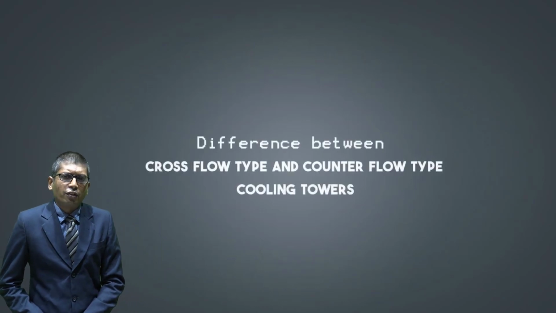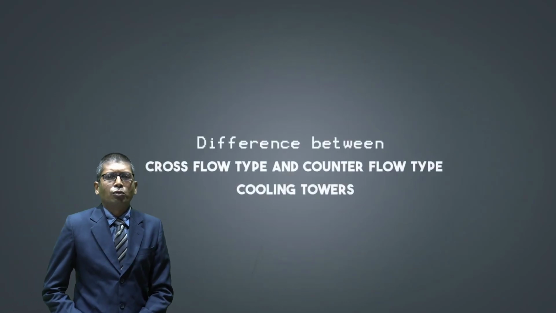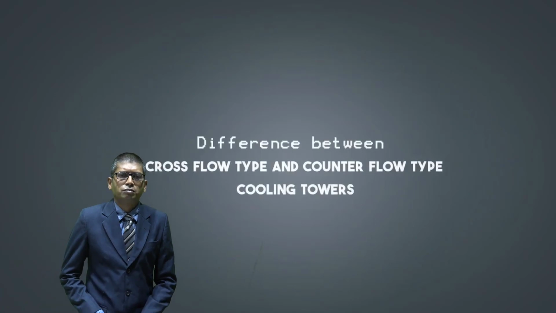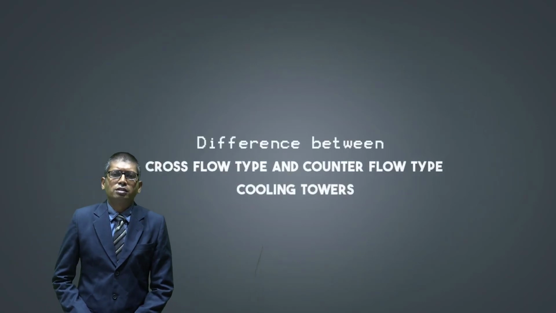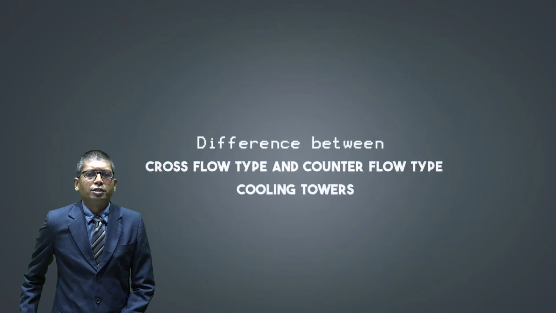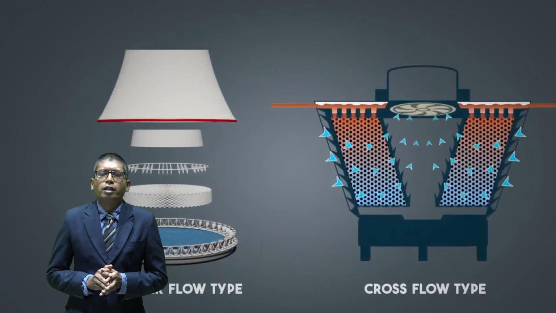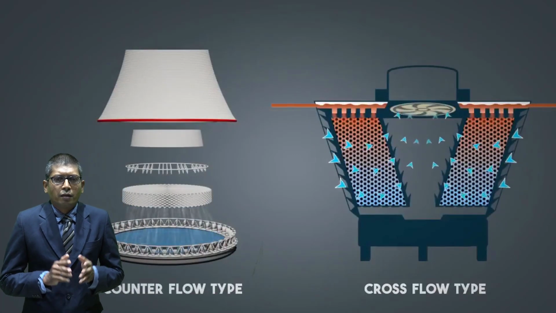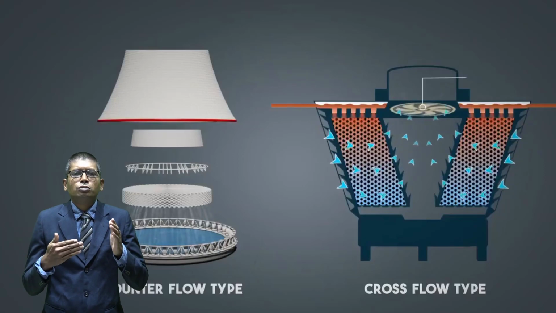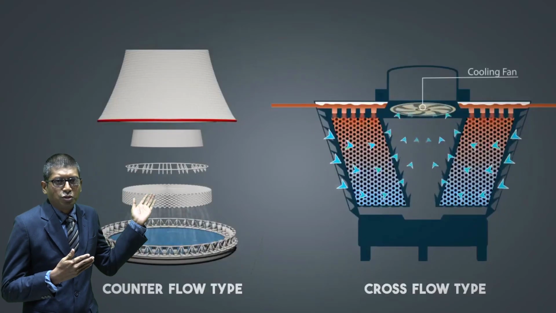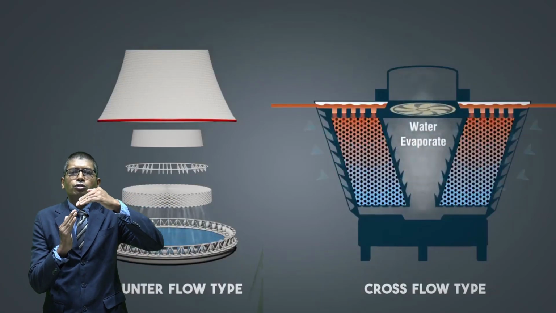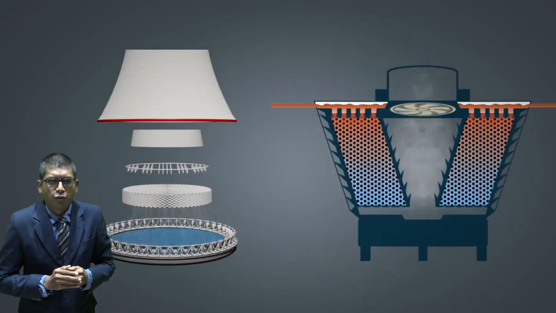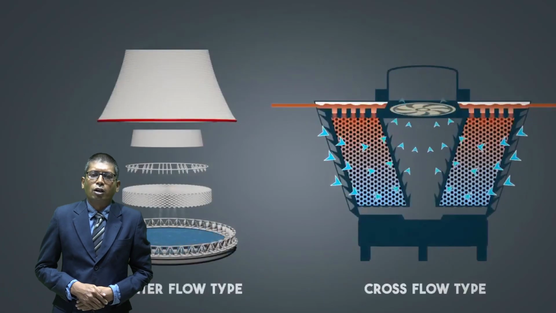Finally, we are going to discuss the difference between the cross flow and counter flow cooling tower. Unless we discuss the difference between the cross flow and counter flow cooling towers, the discussion will remain incomplete, which I will tell in two lines. In the cross flow type cooling tower, the air flow is perpendicular to the water flow direction. Whereas in the counter flow cooling tower, the airflow is in the direction directly opposite to the water flow direction. With this, we conclude this session.